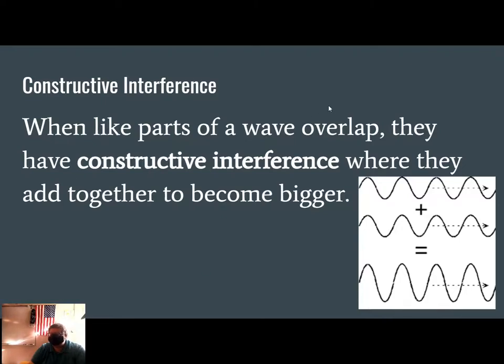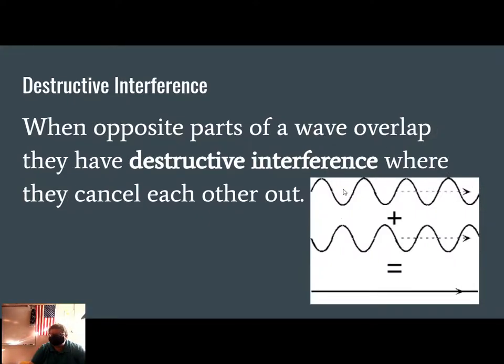This is called constructive interference. Constructive because they build up. Think about construction. They build up together. But you can have the opposite. When opposite parts of a wave overlap, this leads to something called destructive interference, where the waves basically cancel each other out. So notice here, I have the crest of a wave meeting with the trough of the other. And if you combine those together, this crest will cancel that trough and you'll be left with nothing.